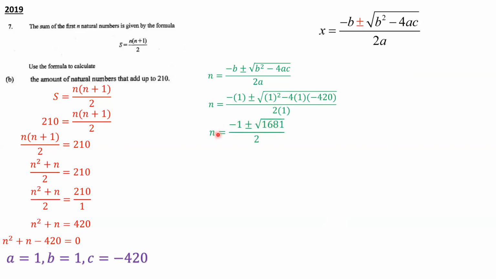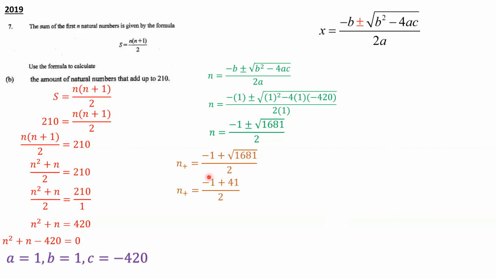So now we have n is equal to negative 1 plus or minus the square root of 1,681. And we know that 2 times 1 is 2, so 2 at the bottom remains. Let's split these into 2. So we have positive n and we have negative n. Let's deal with the positive first. So we have negative 1 plus the square root of 1,681 all over 2.